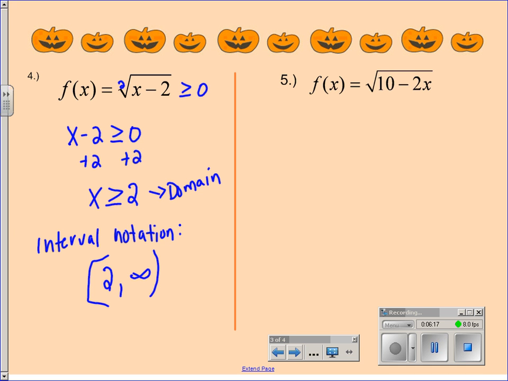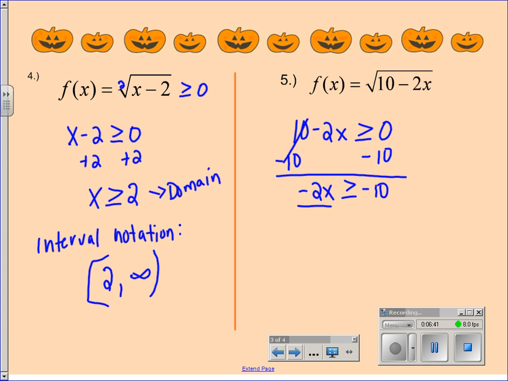So let's look at number 5. Same thing, underneath the radical of an even root, it has to be greater than or equal to 0. So 10 minus 2x has to be greater than or equal to 0. And now you're just going to solve for x. Subtract 10. So we're left with negative 2x is greater than or equal to negative 10. Now what happens when you divide by a negative? Correct, your sign changes. Negative 10 divided by negative 2 is 5. So that is your domain. X is less than or equal to 5.